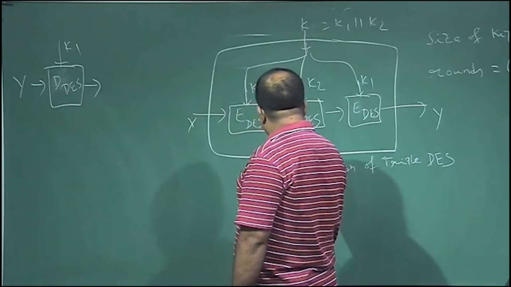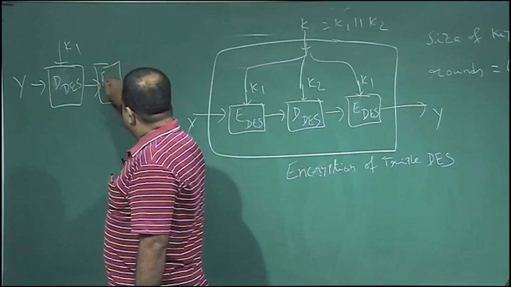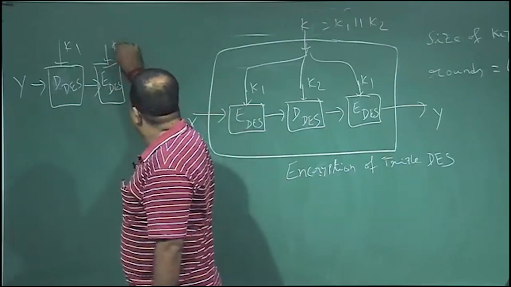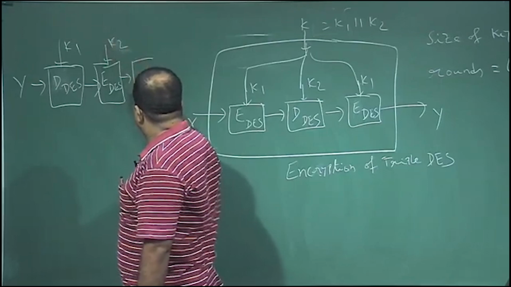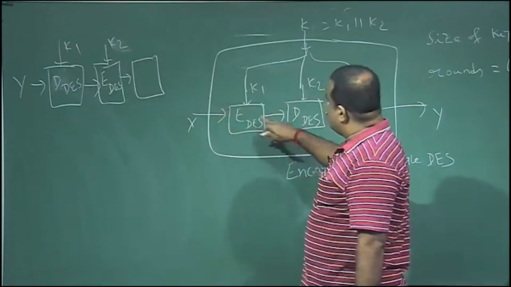So, we have to use encryption. Encryption is the inverse process of decryption. So, DES encryption with the key k2. So, this will reach us here. Now, we have an encryption.